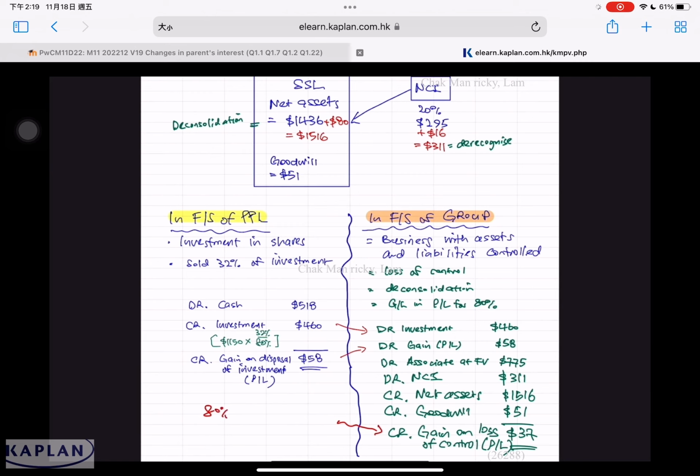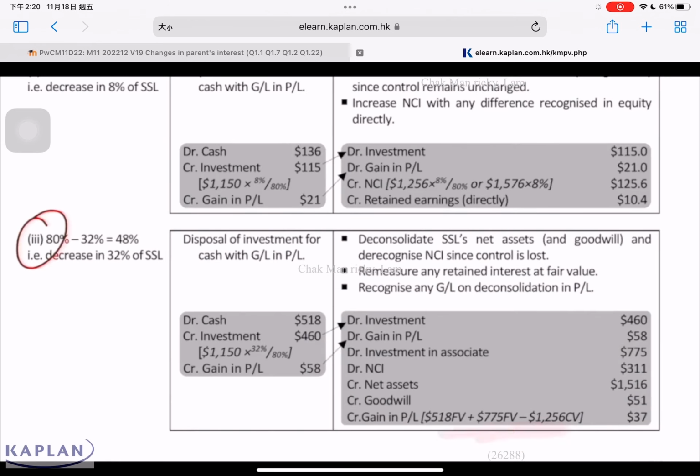The 80% at carrying value is equal to 1256 before the control is lost. Compare this with the fair value. So the 32% for 518, then the 48% we transfer to associate at fair value 775. Total is equal to 1293. 1293 minus 1256 is the gain of 37. This gain is the gain on remeasurement. This is the working. Use this as working number 6A to do the deconsolidation.